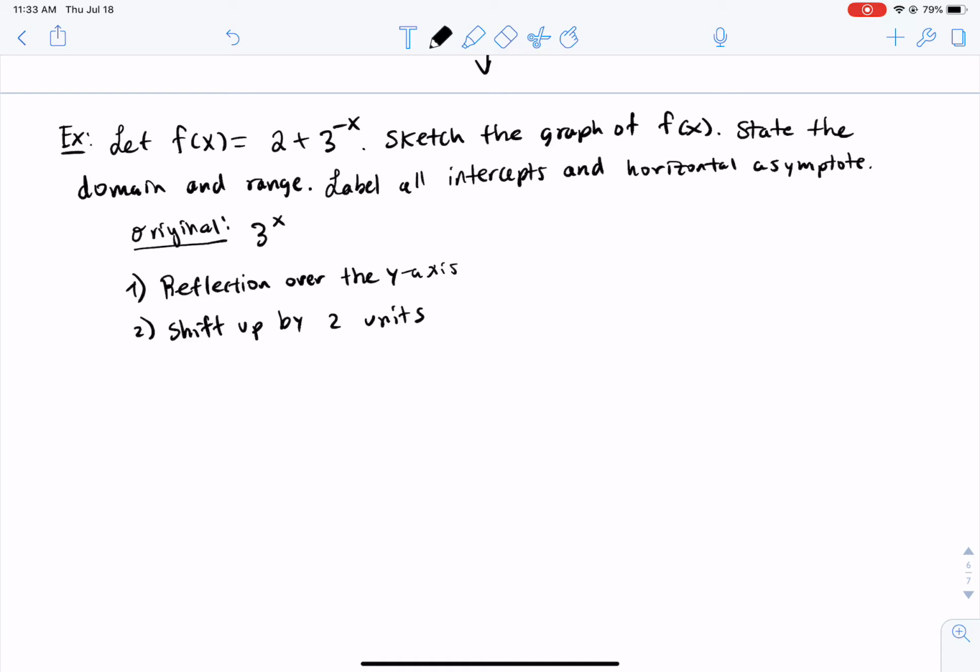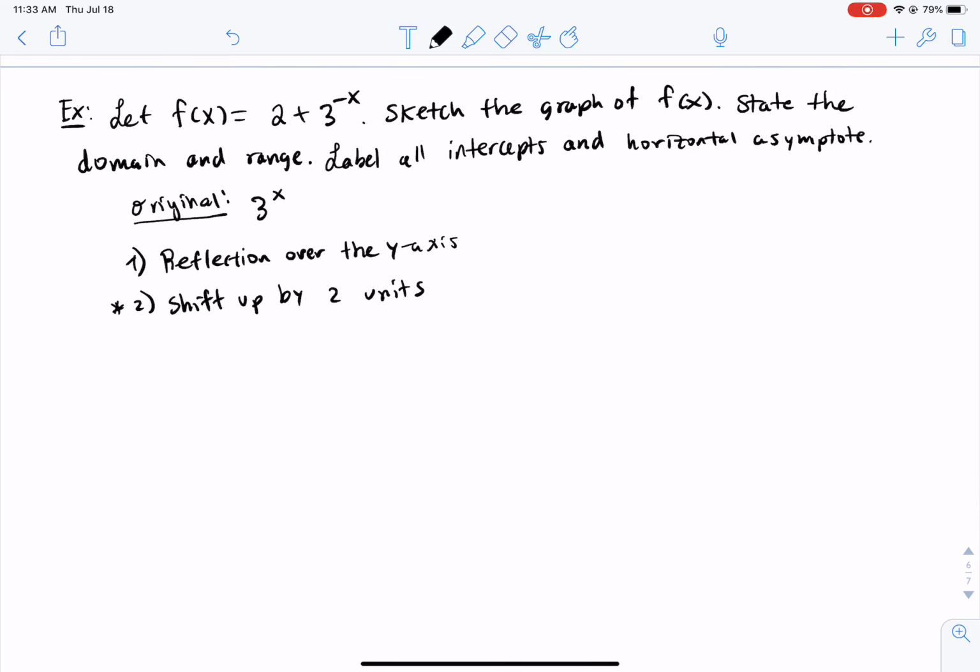So this one right here, number 2, is what's going to cause the asymptote to change. 3 to the x had a horizontal asymptote of y equals 0. Now you're shifting everything by 2 units up. So now the horizontal asymptote will change, and the range will change.